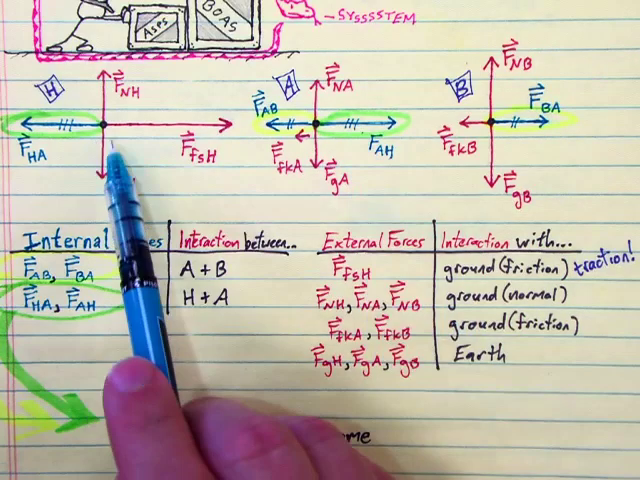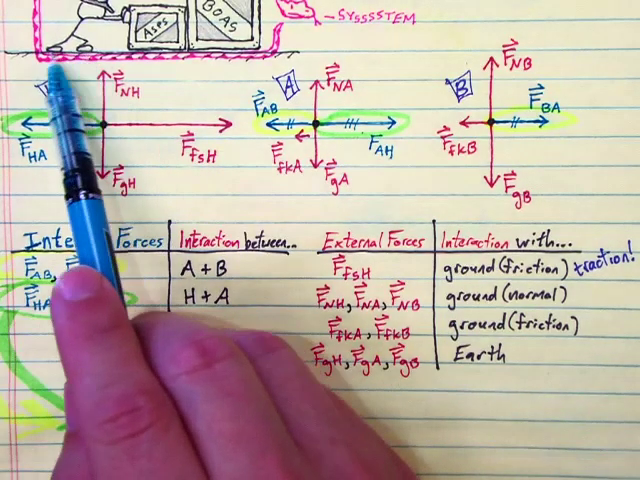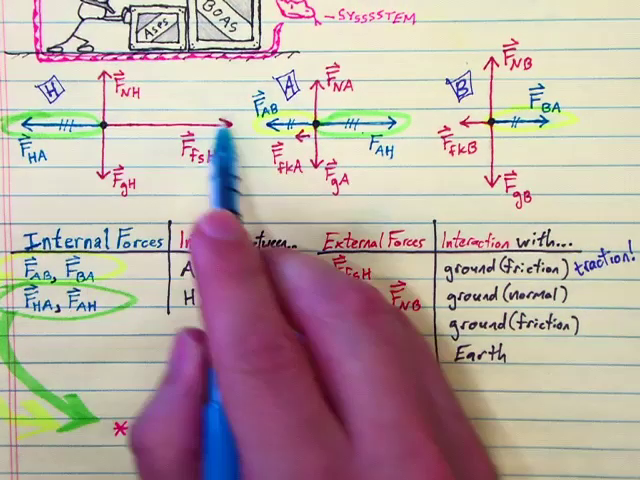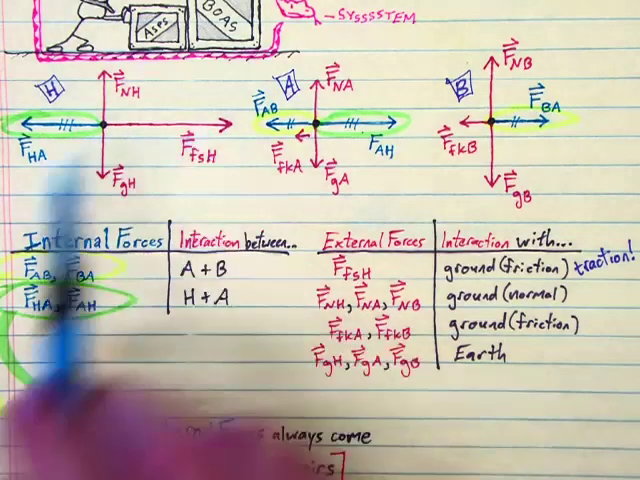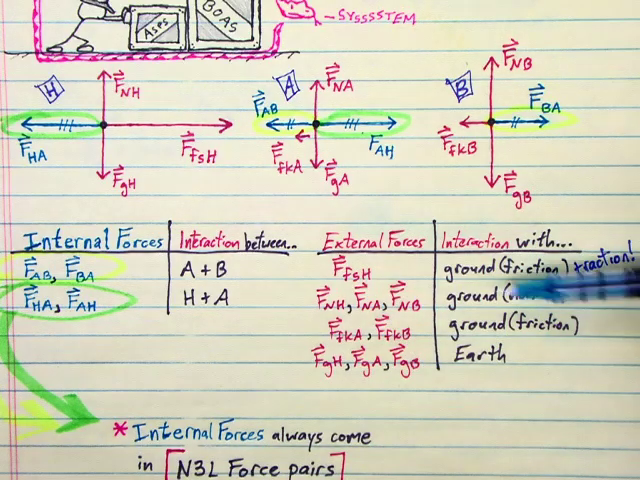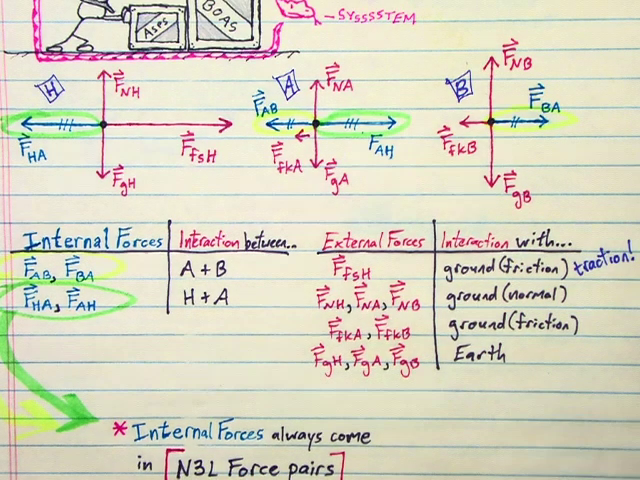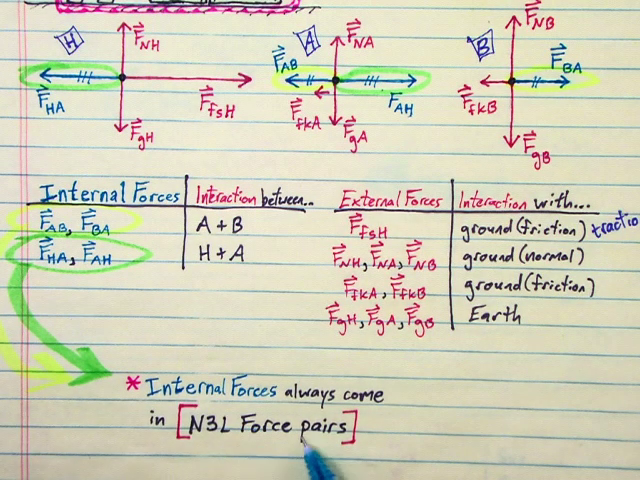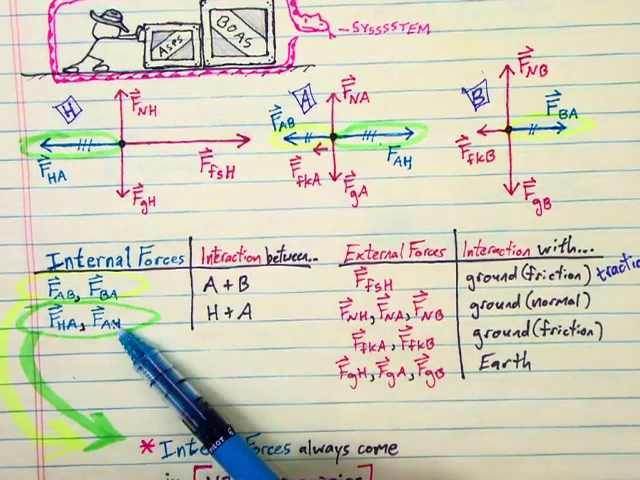Note the new one here, the force of static friction on the herpetologist from the ground. That's the traction between the feet and the ground. That's the ground pushing the herpetologist to the right. That's ultimately what drives the whole system to the right. That's the one rightward external force here. So that's the ground friction on the herpetologist. And we've got the other interactions with the ground and the earth that are still outside the system. So the main lesson is that internal forces always come in these Newton's third law force pairs. Pairs of internal forces. Pairs and pairs.